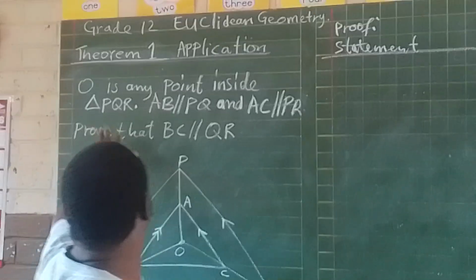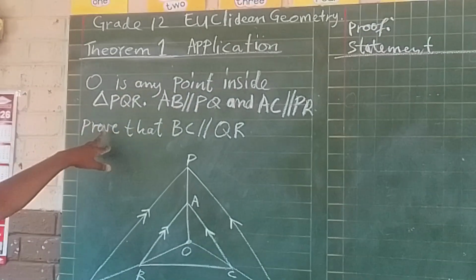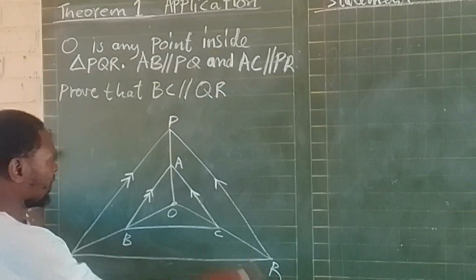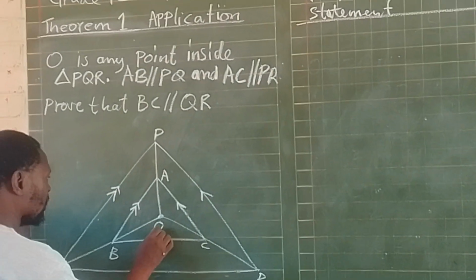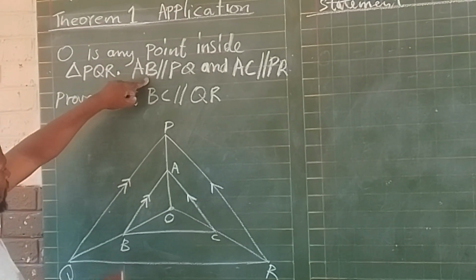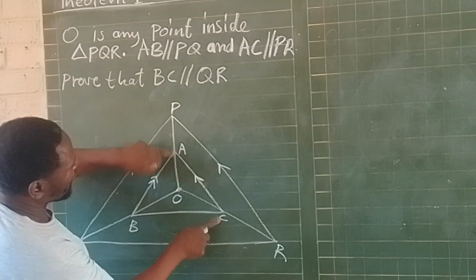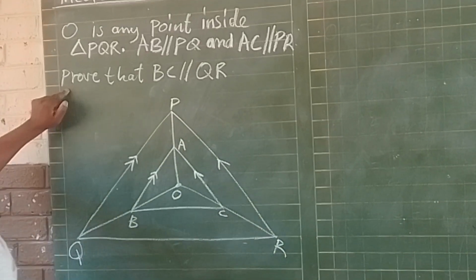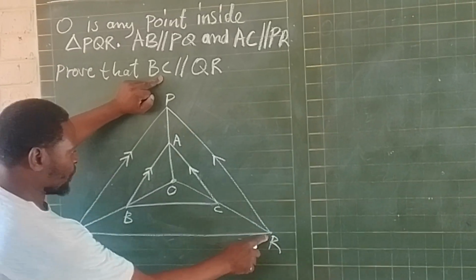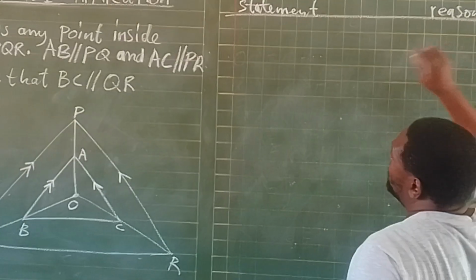We have the problem that wants us to show the application of theorem 1. It says that O is any point inside triangle PQR. Inside PQR, there is O. We are given the condition that AB is parallel to PQ and AC is parallel to PR. We have to prove that BC is parallel to QR. Write the statement and the reason, then we start proving.